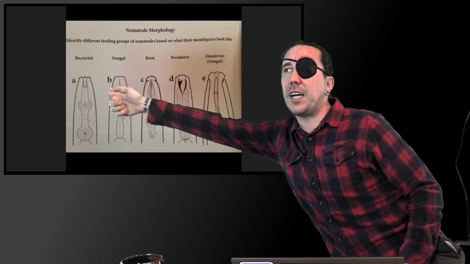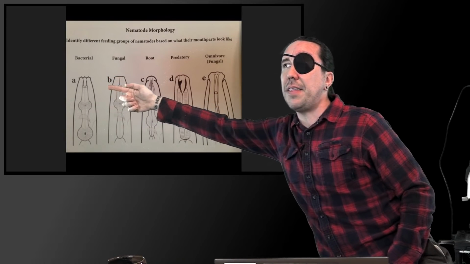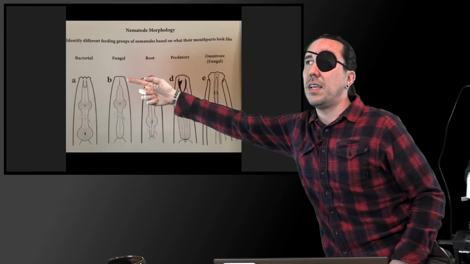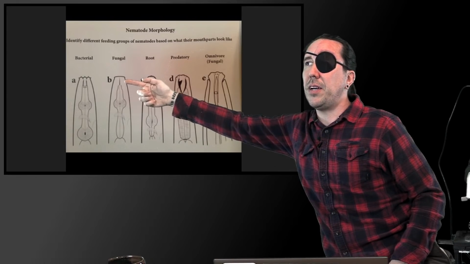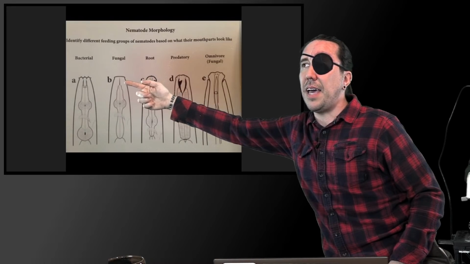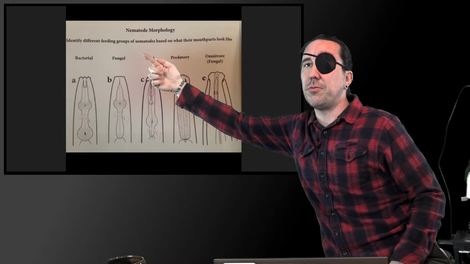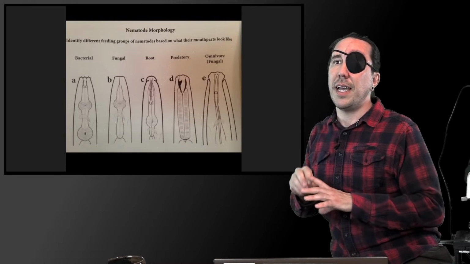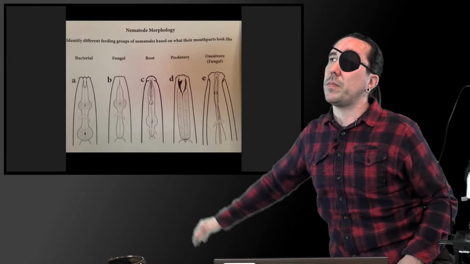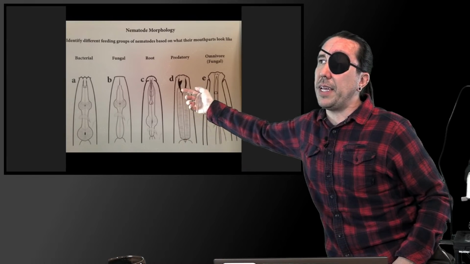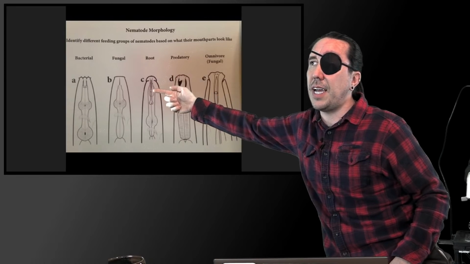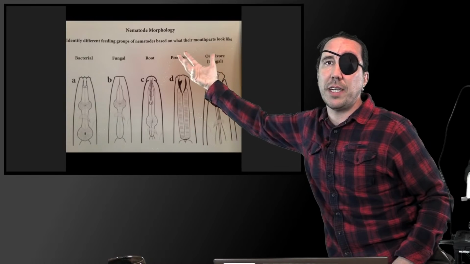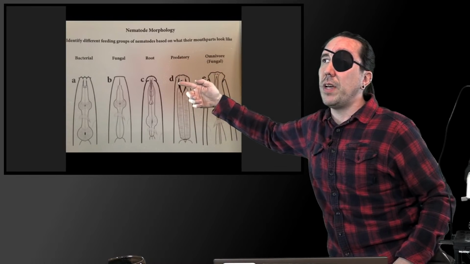So we've generally got a plain mouth, and then with the fungal feeder here, I want to note the stylet, and this is like a spear. It's called a stylet, and they'll stab that into a fungal cell and suck out the nutrients. The same thing happens with a root feeder here. So with root feeders, you've got a stylet. They stab that into a root and suck out the nutrients.